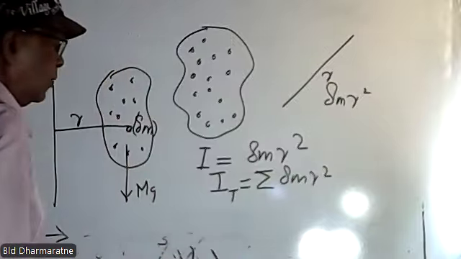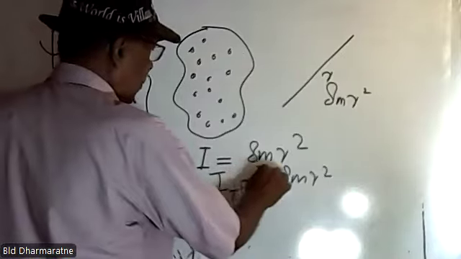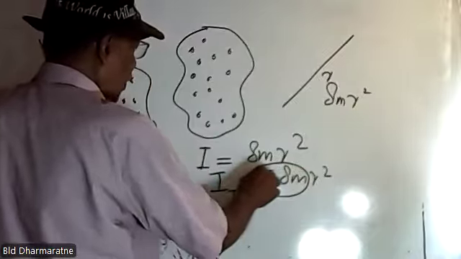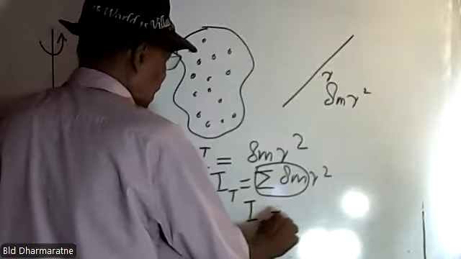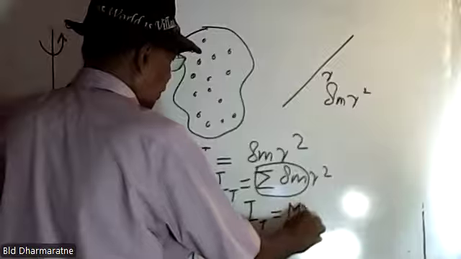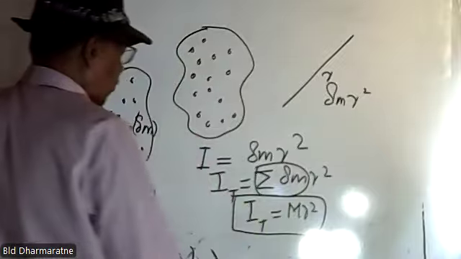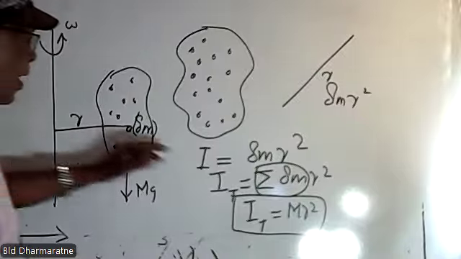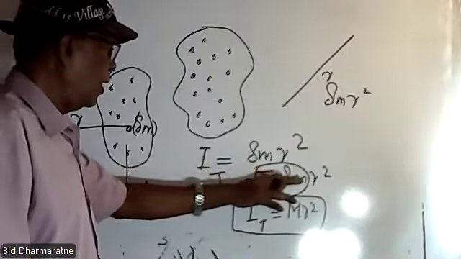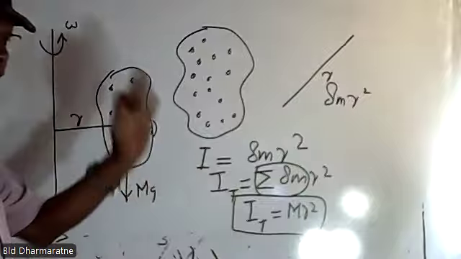Sum of delta m r squared means adding up all the particles' moments of inertia. The sum of all delta m we can call capital M, so total I equals M r squared, mass into distance squared. This is the derived formula for the moment of inertia.